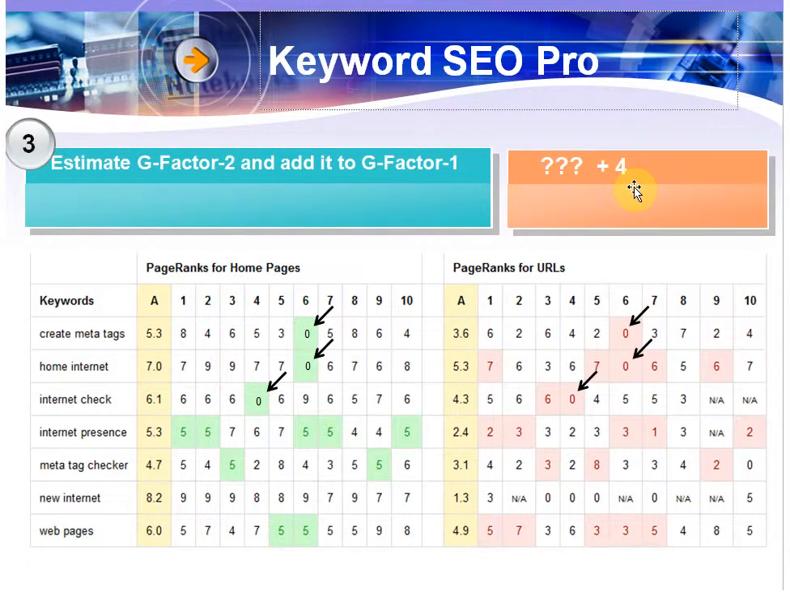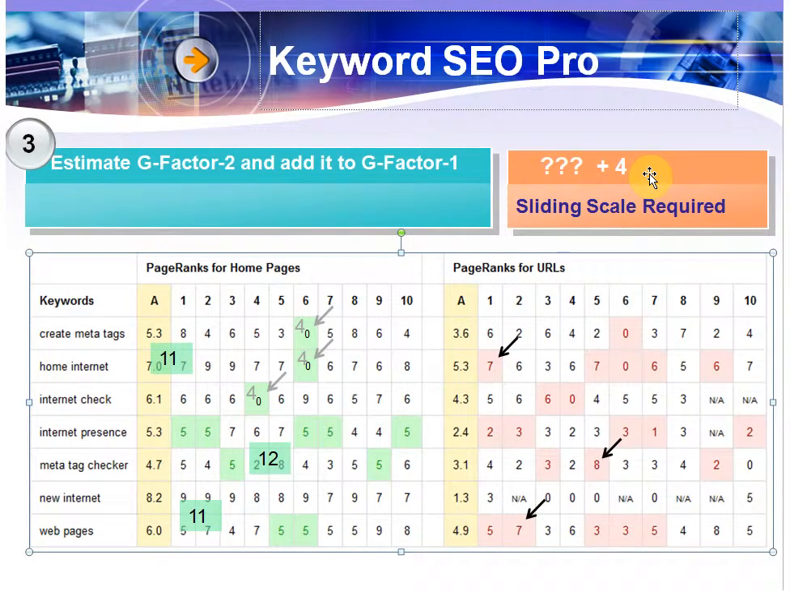Many datasets from Keyword SEO Pro were assessed, and it became apparent that adding 4 when the G-Factor 1 is 0 provides the best option. For this keyword, we can see that adding 4 seems to be an appropriate number. There are times when adding 4 may seem an underestimate. However, I felt that it is better to underestimate G-Factor 2 than to overestimate its value.